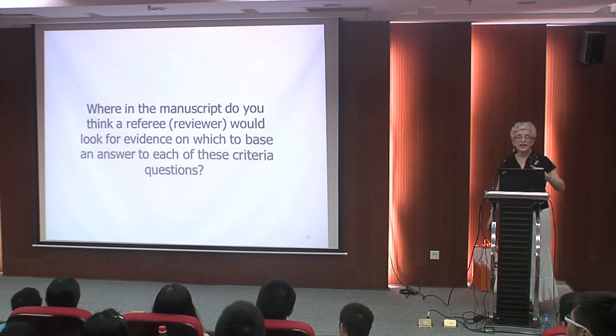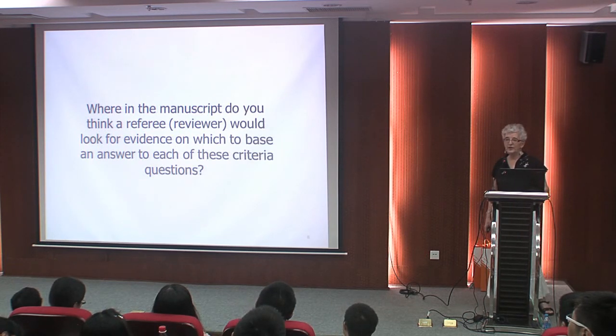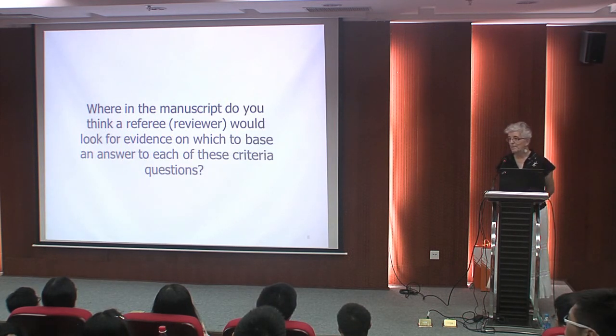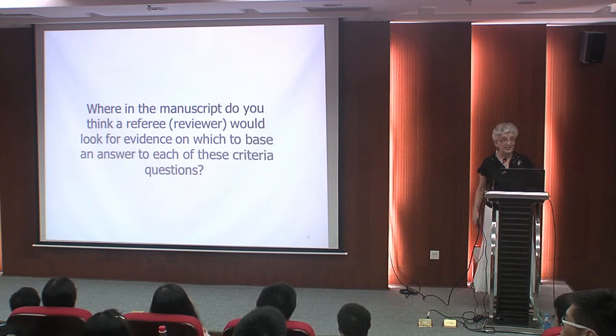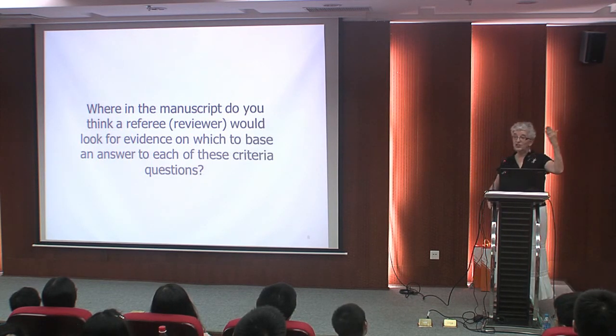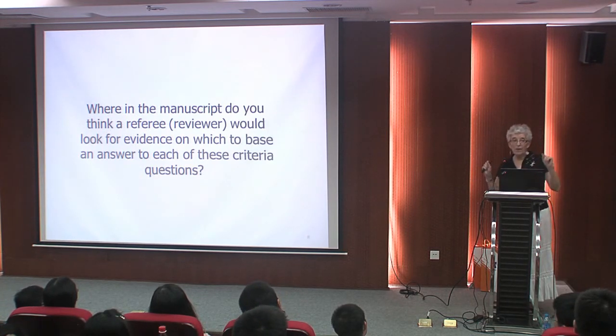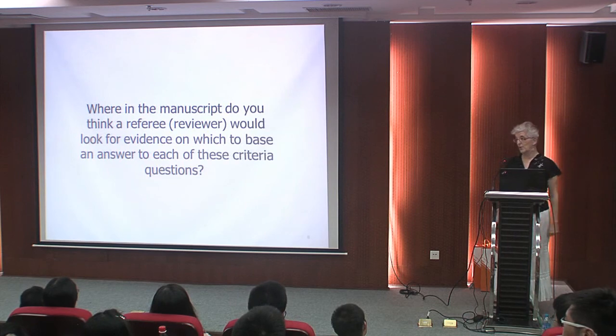Now, let's think about where in the manuscript you think a referee or a reviewer would look for the evidence they need to answer those questions. Because the structure of articles means that readers can jump around. They know what they expect where. So we must give them what they want, where they want it.